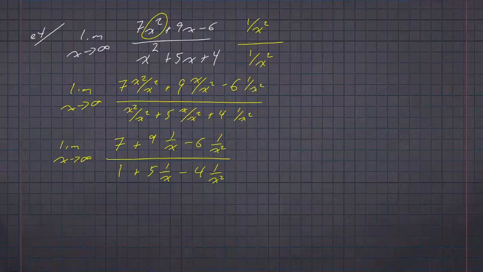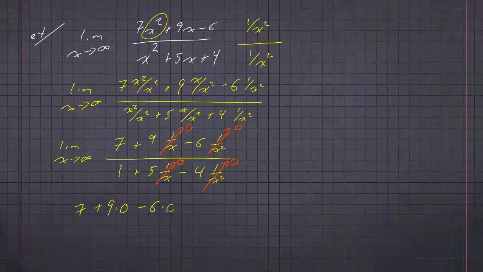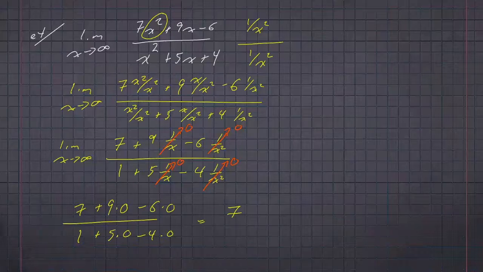The limit of a quotient is the quotient of the limits. The limit of the sum is the sum of the limits. The limit of the product is the product of limits. All those things that we've dealt with before. So I can take the limit term by term. I've got a 1 over x. That's going to go to 0. I've got a 1 over x squared. That's going to go to 0. I've got this 1 over x that's going to go to 0. I've got this 1 over x squared that's going to go to 0. And all told, when I take the limit, I'm going to get 7 plus 9 times 0 minus 6 times 0 over 1 plus 5 times 0 minus 4 times 0, which is 7 over 1, or just 7.